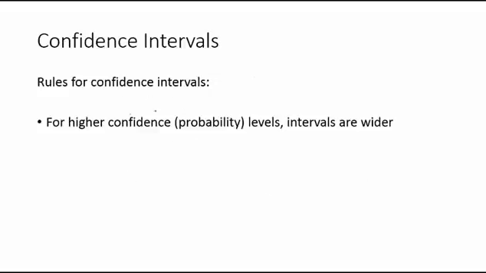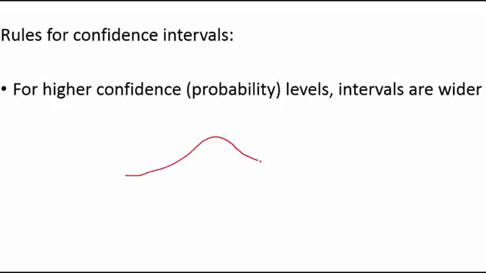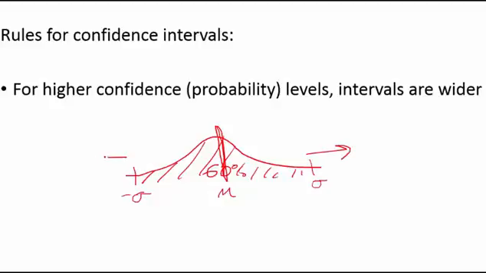That leads us to these two rules that we need to understand about confidence intervals. For higher confidence or probability levels, the intervals are wider. We want to think about that in terms of just the area under the curve. Let's say this is a t-distribution with pretty small degrees of freedom. So here's the mean of our t-distribution and our plus and minus sigma. Now, if this was a standard normal, what percent of the outcomes would be within plus and minus 1 sigma? 68%. But a t-distribution has fatter tails, so it's going to be smaller than that. It might be only 60% of the observations show up in that range, leaving more of them out in the tails.